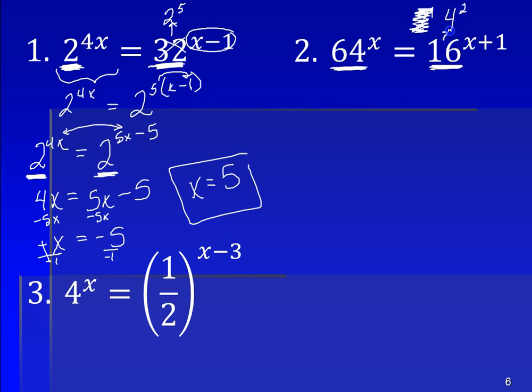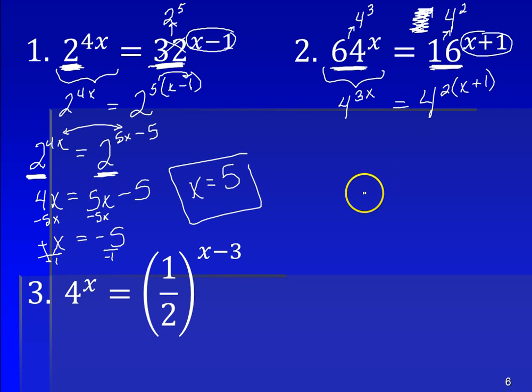I'm going to turn the 16 into 4 squared. 4 to what power is 64? 4 cubed. Okay, so in this case, I have to change them both. So 64 is 4 cubed, and then I've got an x up here to go with that 3. 16 is 4 squared, and I've got this x plus 1 that I need to make sure I put in parentheses because I have to pull that 2 into my parentheses. So my base is the same.